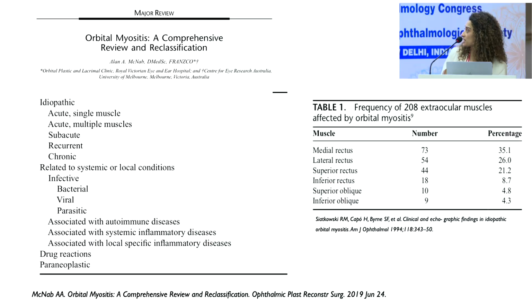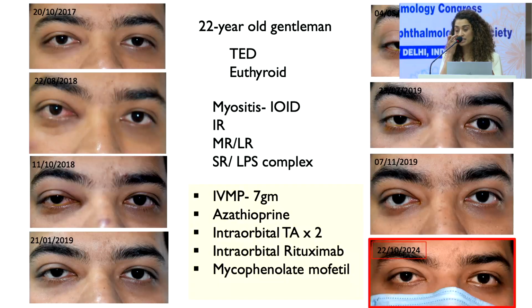Orbital myositis, when we talk about, it can be idiopathic and it can be related to systemic and local conditions, and these are the muscles that can be involved, even single muscle or multiple muscle. This is a very interesting case where, in fact, we became a family, and this journey has been going on for the past many, many years.